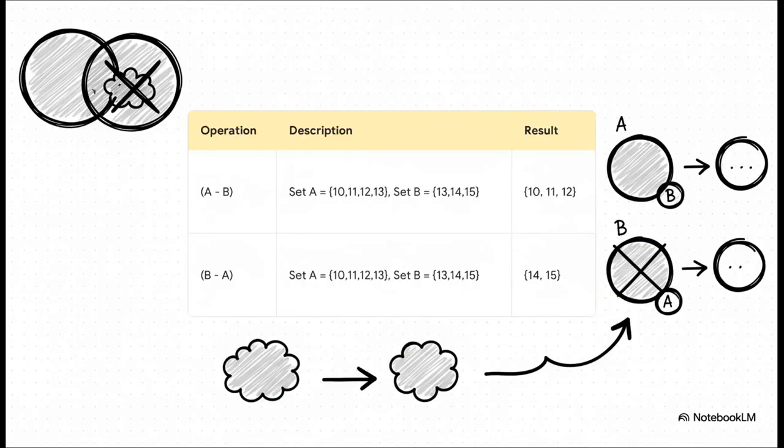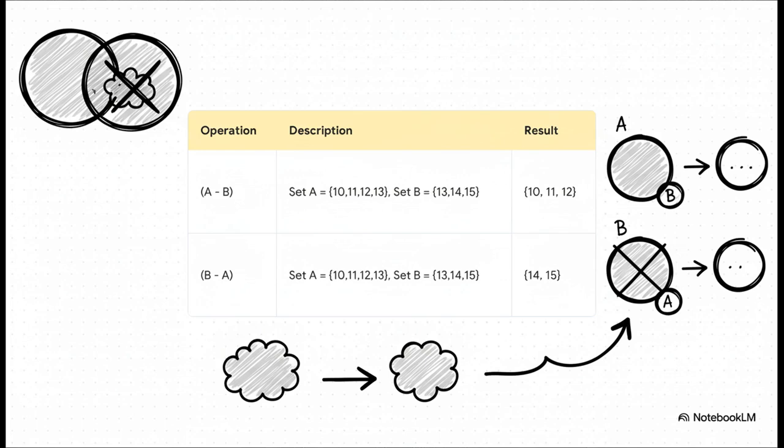And the numbers make it crystal clear. Using our same sets, for A minus B, we start with the Python Club and kick out the one member who's also in the Java Club. That's number 13. So we're left with the Python loyalists, 10, 11, 12. Now for B minus A, we start with the Java Club and take out that same overlapping member, 13, and we're left with the Java specialists, 14, 15.